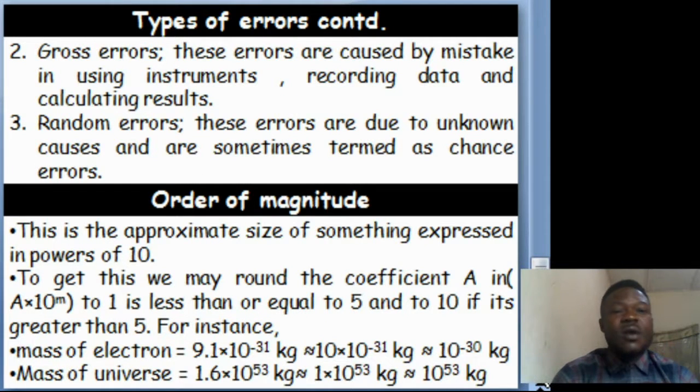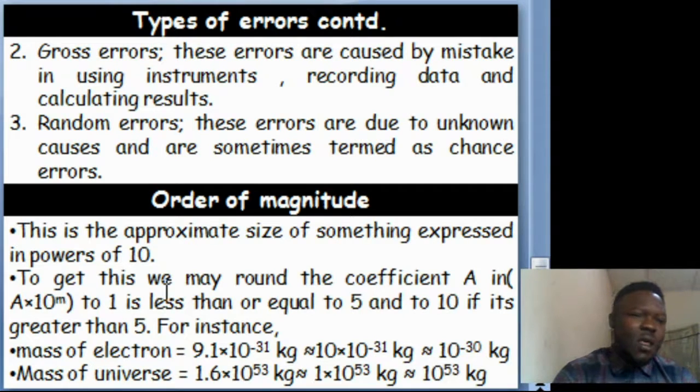Now, gross errors are number 2. We have the gross errors, which are caused by mistakes, that is, mistakes in using instruments, recording data and calculation. Instead of writing 2.5, you now write 2.50. You are bound to have such gross error. Now random error, no one can even tell where random error comes from. So you don't know the source of a random error. It just occurs just like that. There's no way around it; you are bound to have this error in your experiment.